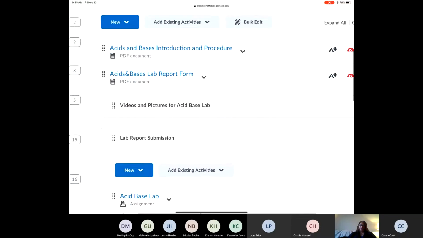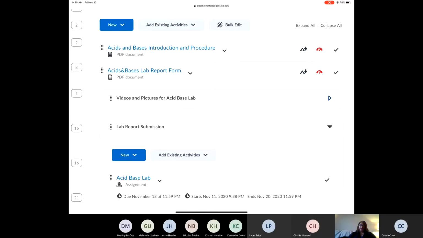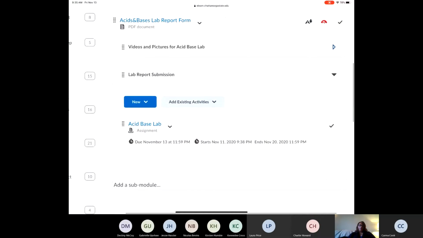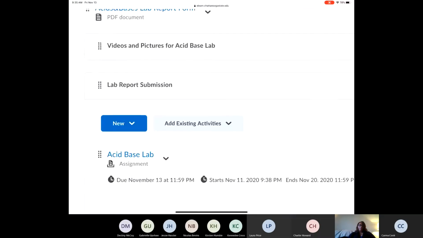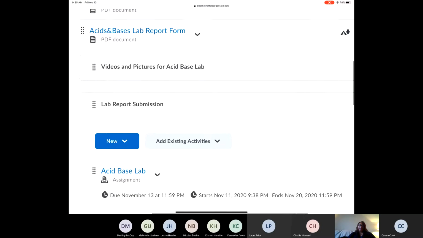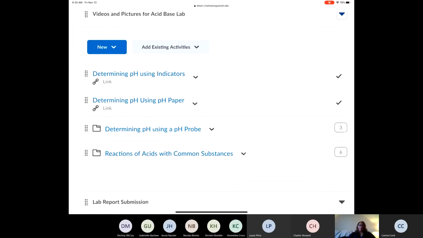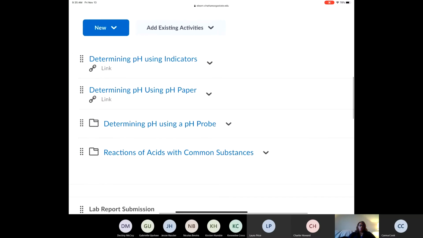And so when you go into your group meeting rooms, make sure you've got your eLearn lab page open. And if you go to week number 12, you'll see where there are the videos and pictures for the acid-base lab. You'll want to click on that little arrow, and that'll bring up all the videos and the pictures. So you want to first watch the video for determining pH using indicators, then the pH paper, then the pH probe. And so you'll want to go through those first 3 sets of videos and pictures.